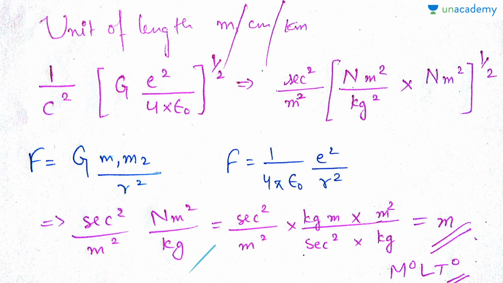So what is the unit of Newton now? Newton is kg meter per second square. So putting that value, now we can see that second square gets cancelled, kg gets cancelled, meter square gets cancelled, and we are only left with meter. So that is the dimension of the length, that is the unit of the length, in dimension we can say that meter. M0, L1, T0, that is the dimensional analysis of length.